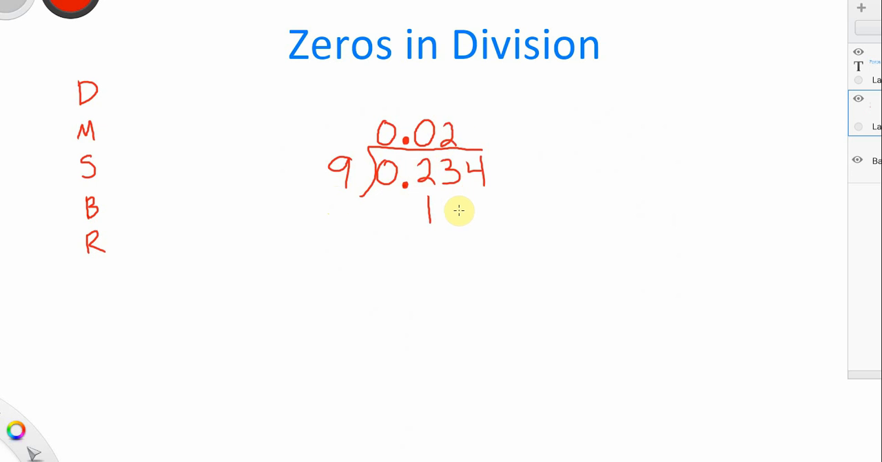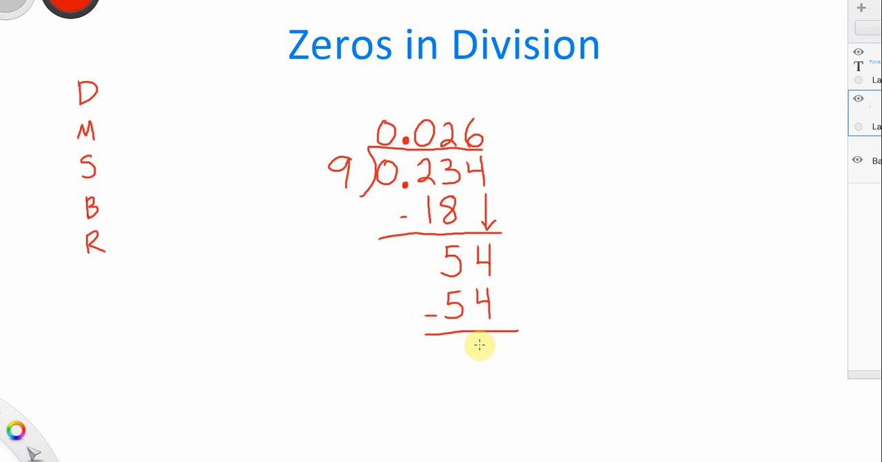2 times 9 equals 18. So now I subtract like normal. 23 minus 18 equals 5. After subtracting, I bring down, and I have my 4. How many times does 9 fit into 54? It fits in 6 times. 6 times 9 equals 54.